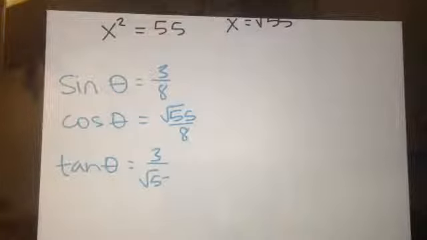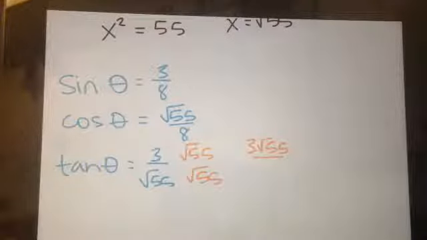Now we can't leave square root 55 on the bottom of a fraction, so I have to multiply the top and the bottom by square root 55. So tan is actually 3 square root 55 over 55. So that's not my final answer. All right. Now we can just go ahead and flip each of those.